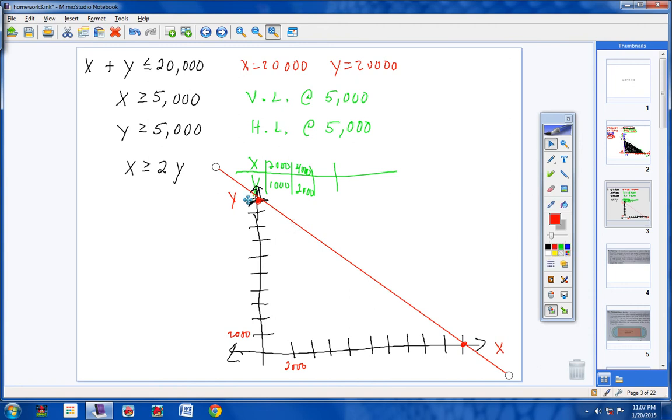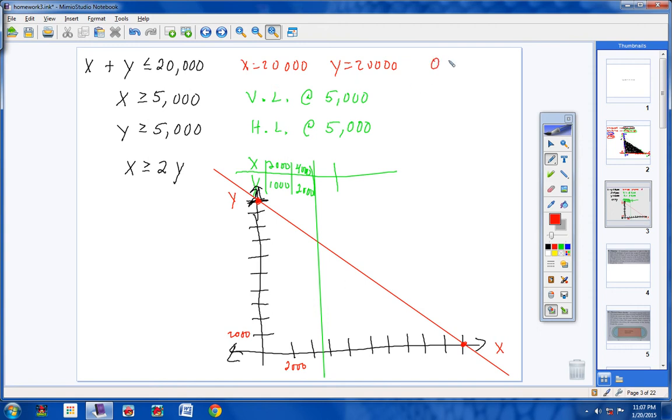Okay, moving on to the next line. The next line will be a vertical line, and it will go through the x-axis at 5,000. So about right here looks pretty good. There we go. Slide it over just a hair. And let's go back to the red line up here. Let's real quick test 0, 0 to see what we're going to shade.